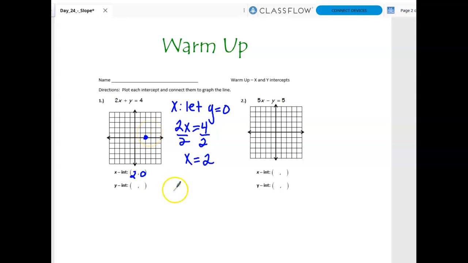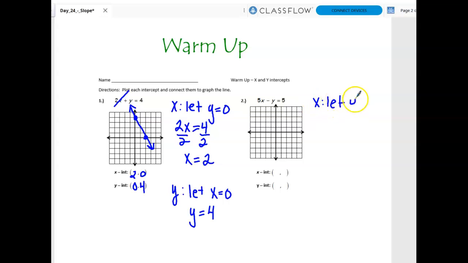For your y-intercept, you let your x be 0. When you do that, this term just goes to 0, and you're left with y equals 4. So your x is 0 and your y is 4 in this case. You plot the point (0, 4), which would be right here, and then you connect these two points to make a line. There you go.